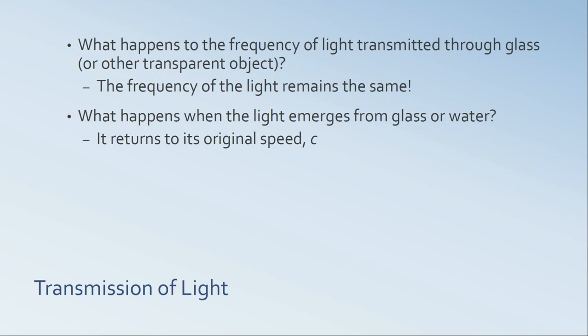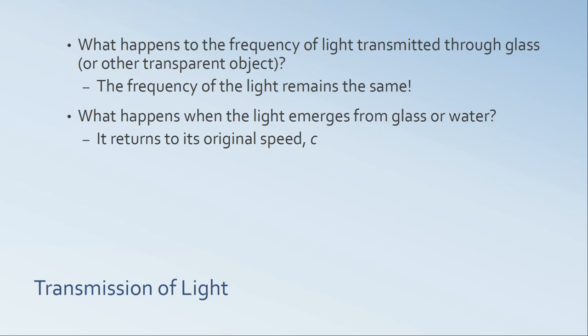So what happens to the frequency of light that gets transmitted through glass or any other transparent object? Well, the frequency of the light is going to remain the same. When the light hits those atoms and excites them to release light on the other side of the glass, it's the same frequency if it comes through clear glass. So the light we see on one side of the glass is the same frequency that we would see on the other side of the glass.